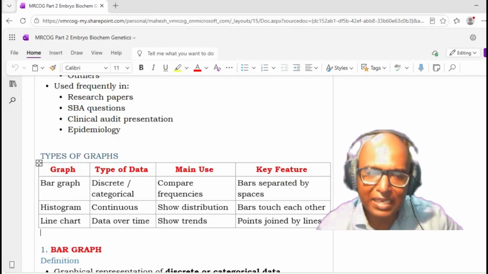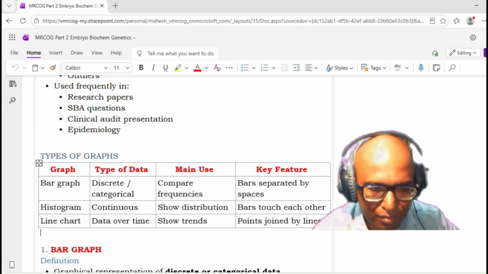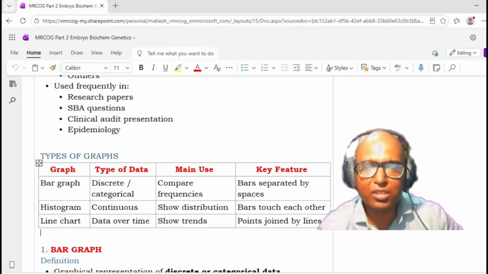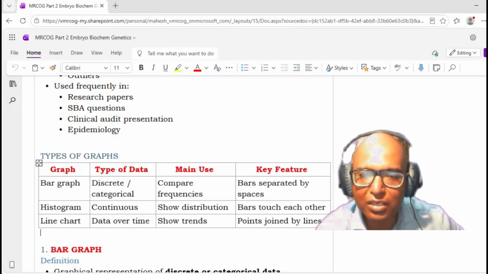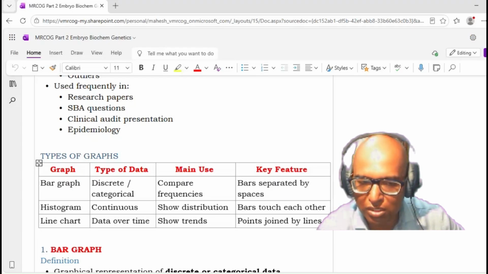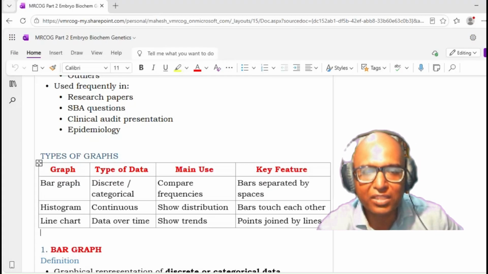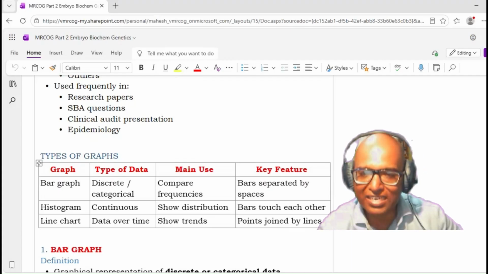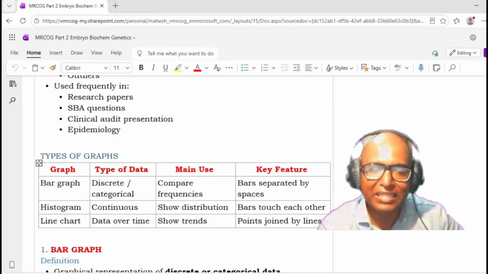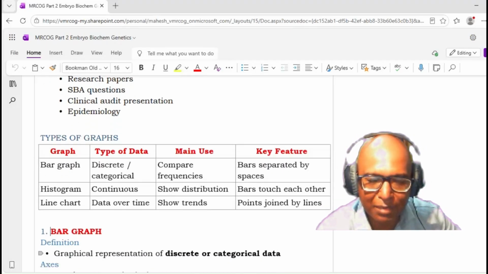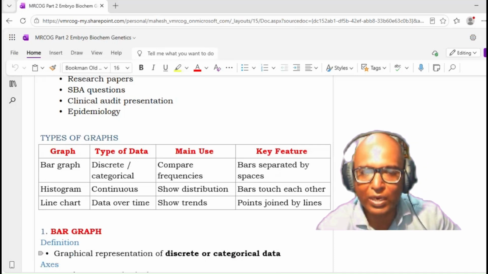Now the next category of graph is a histogram. Here the type of data is continuous. It mainly shows the distribution, and the bars will be touching each other. This is the characteristic of a histogram. Third type of graph is a line chart. Here the data is summarized with respect to time. It shows the trends and the points are joined by lines. We'll see them one by one. There are many other types of presentation that we will see subsequently.